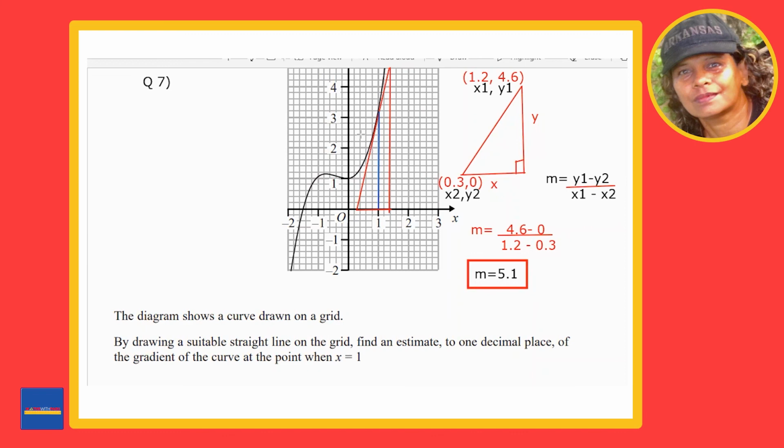Let me just use the spotlight. By drawing a suitable straight line, find an estimate to 1 decimal place of the gradient of the curve at the point when x is equal to 1.